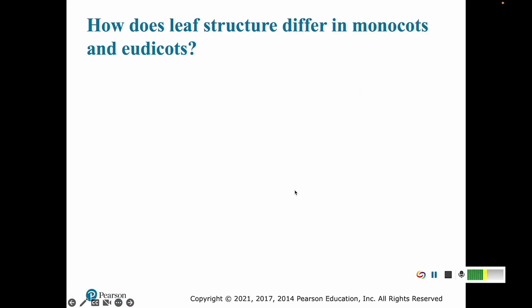So how does leaf structure differ in monocots and in eudicots?